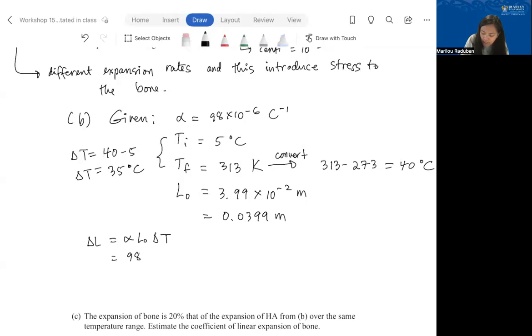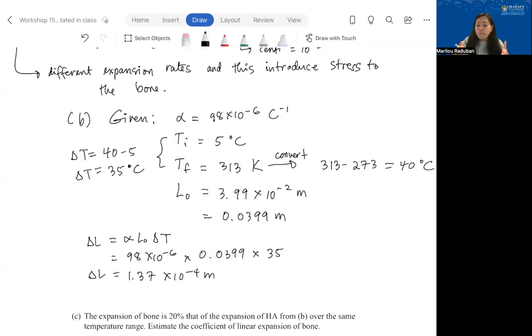Alpha is 98 times 10 to the minus 6, times the initial length, 0.0399 meters, times the change in temperature, 35. And you have a change in length of 1.37 times 10 to the minus 4 meters. Okay.